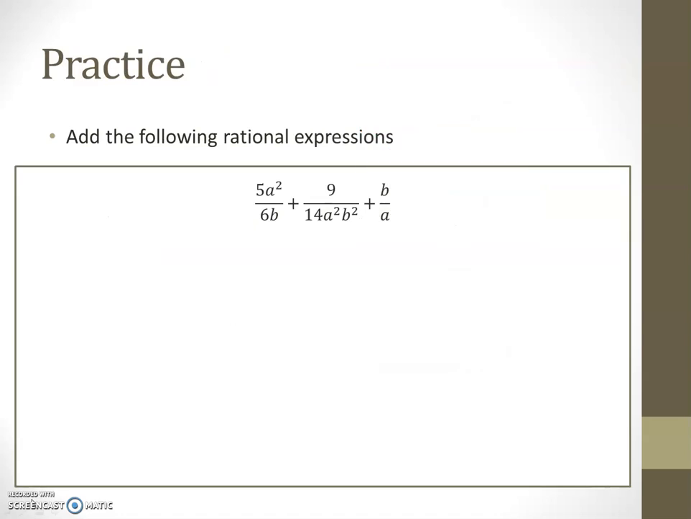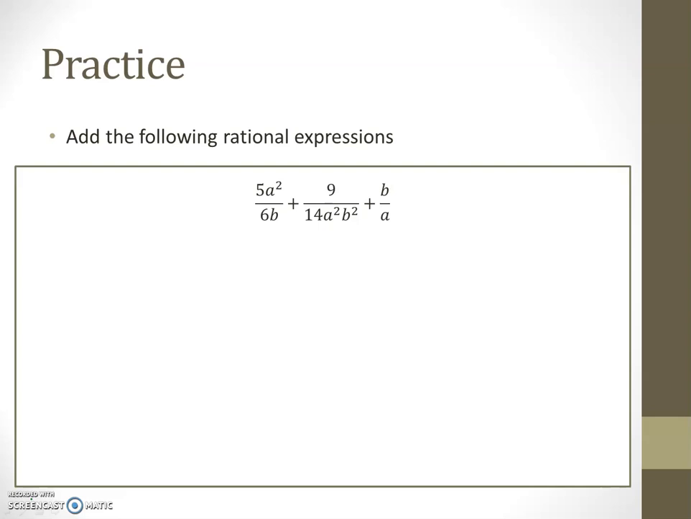Okay, if you guys go to the next slide, we've got multiple ones here. Even with multiple ones, you still have to make sure that they all have the exact same denominator. So go ahead and pause the video, try it on your own. Okay, so hopefully you've paused this and tried it on your own.